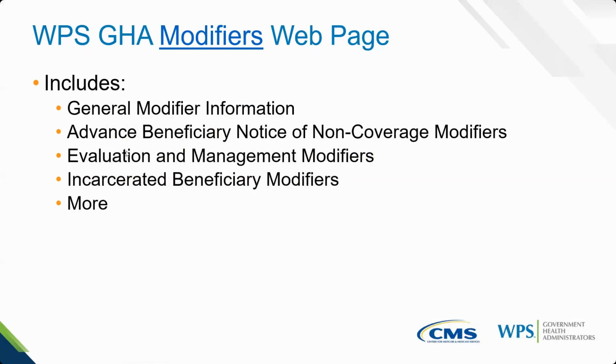If you're using an advanced beneficiary notice of non-coverage, you'll find modifier fact sheets that speak to the modifiers that need to be considered to append to a CPT or HCPCS code in order for Medicare to make payment.